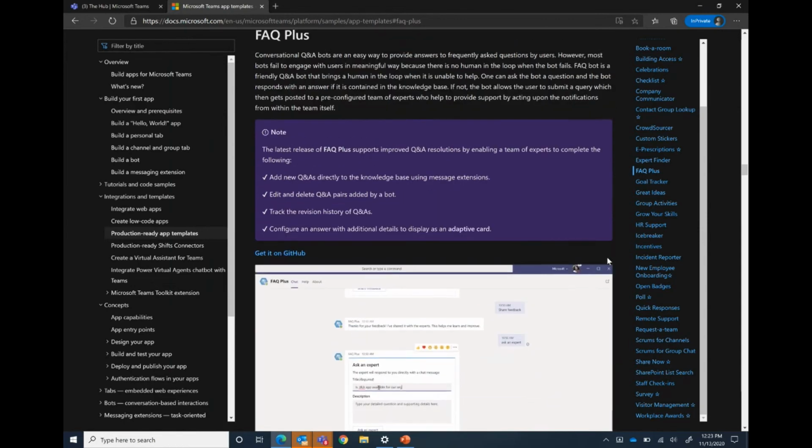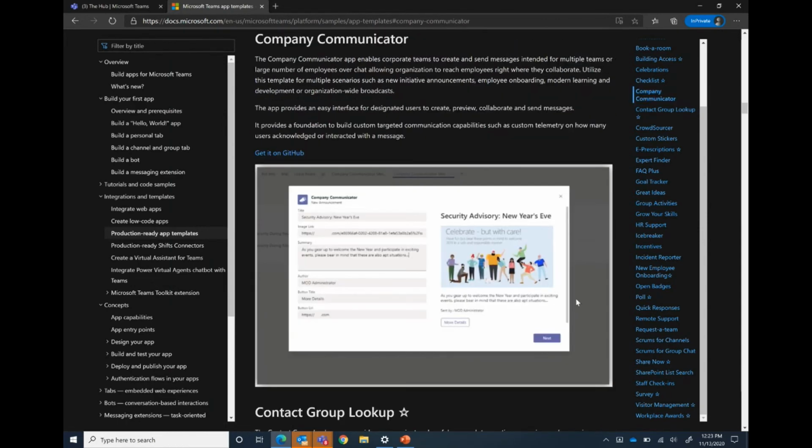And Company Communicator. I've been on calls with my customers who wanted to use this to push out anything from a recall perspective, being able to push that down to all the stores quickly. Again, lots of creative ways of leveraging these templates, so I highly encourage you to go take a look.